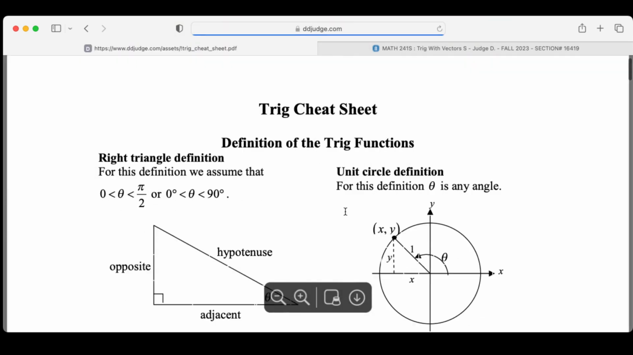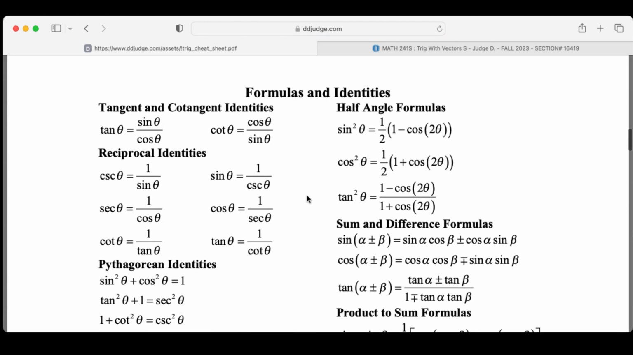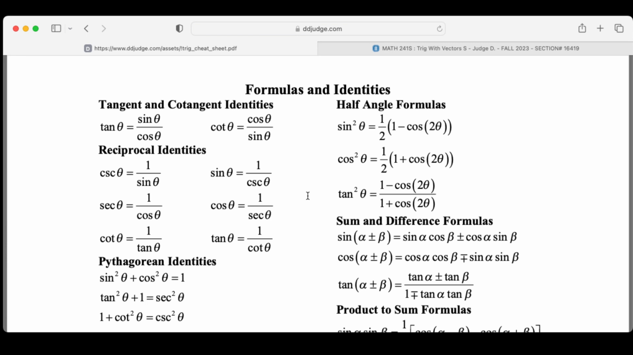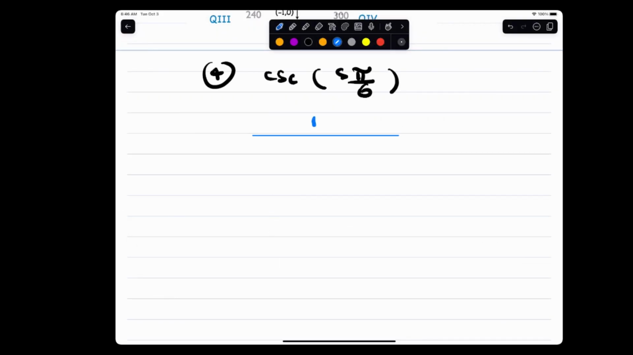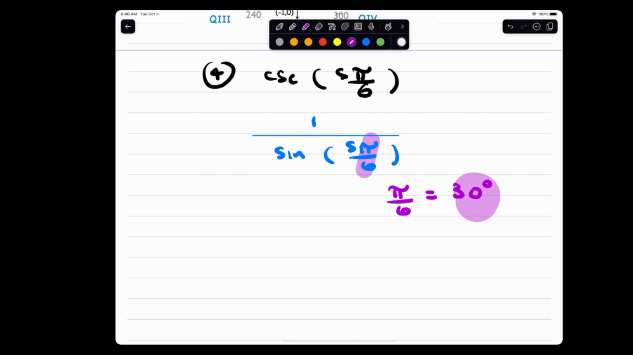And the trig cheat sheet, remember this trig cheat sheet? Cosecant is 1 over what? Sine. Isn't it on the cheat sheet? All right. Okay, so you say this is 1 over what? Sine of that 5 pi over 6 now. What's this reference angle? Pi over 6 is really what? Is that 30 degrees? So that's going to be your reference angle.